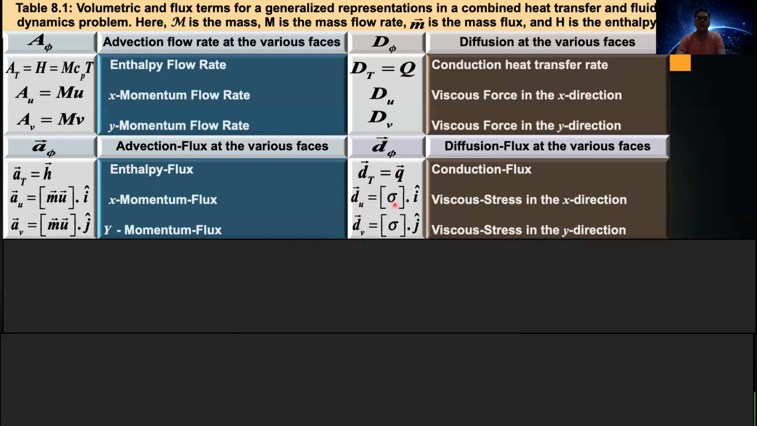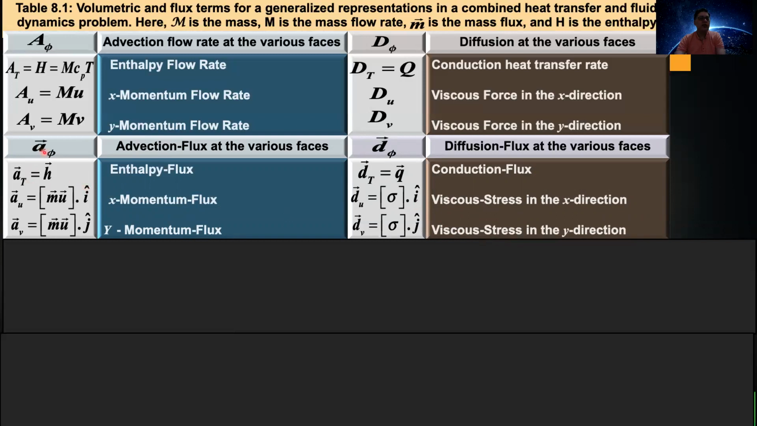Note that sigma is a second order tensor, and when we apply a vector law, we always apply it component by component. So when we apply it for the x momentum equation, we take the dot product of the second order tensor with the I unit vector to calculate the viscous stress in the x direction, and with J to calculate the viscous stress in the y direction.